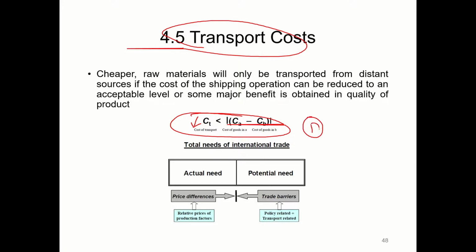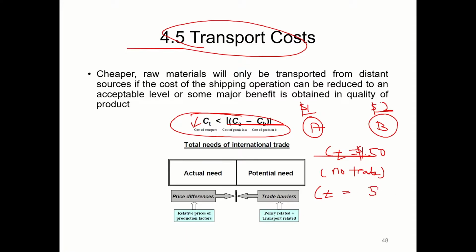Right? Example, let's say A to B. The cost of production in B is $2. The cost of production in A is $1. So in that case, if today the transport cost is 150, there will be no trade, because both countries are better off producing the goods themselves, right? But what happens if we can reduce the transport cost? Now let's say it's just half a dollar. In that case, there will be trade. It will move from A to B.